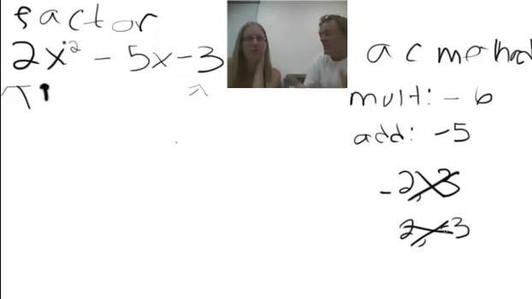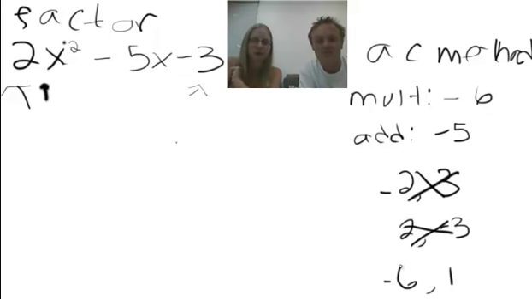2 and 3 I always think is a classic, but what are the other two? 6 and 1. Alright, so 6 and 1 will do it. But remember we need to multiply to negative 6, so one of them's got to be negative. Well, we need to get to negative 5, so let's put the negative on the 6. Negative 6 plus 1 is negative 5, and negative 6 times 1 is negative 6. Great, excellent.